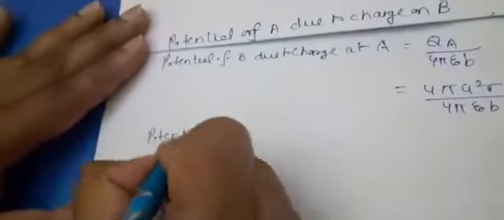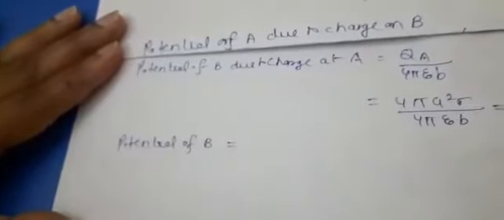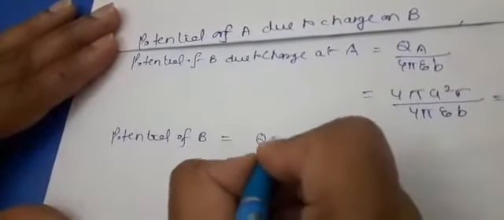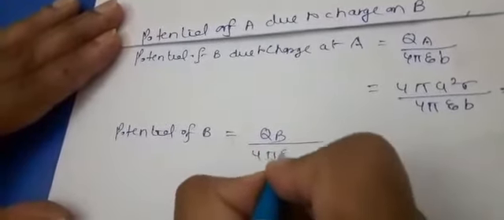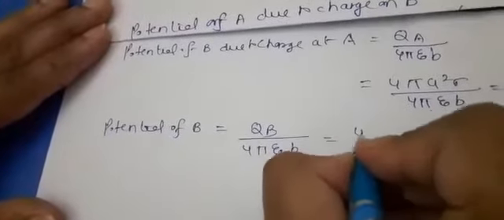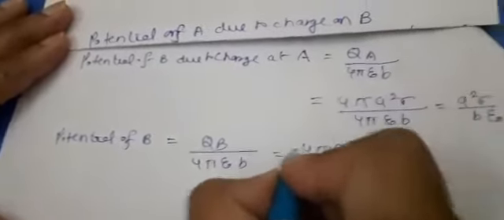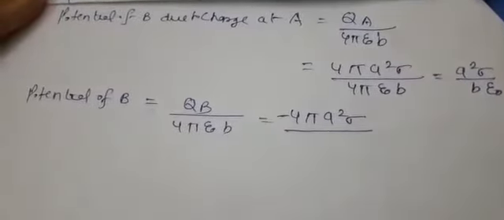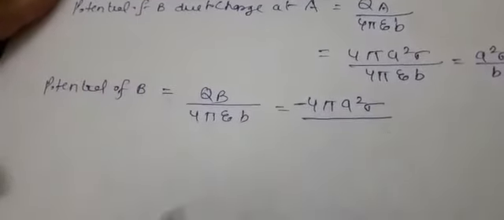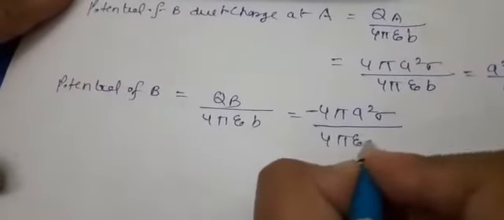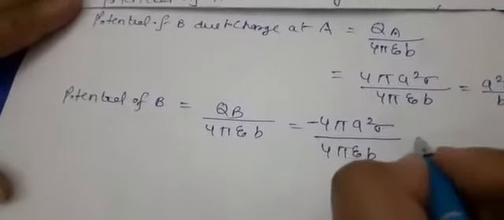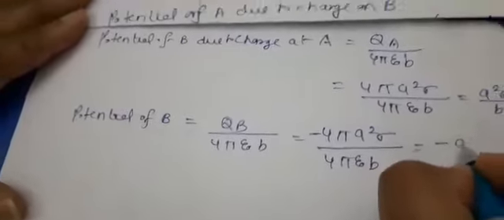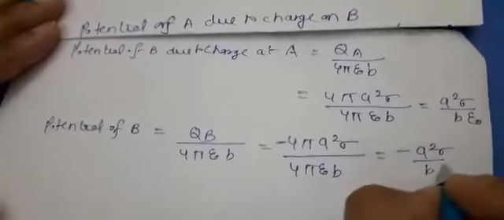Similarly, potential of B due to charge on itself will be given by QB, and the distance will be B itself. So 4 pi A square, minus because it has negative surface charge density, minus 4 pi A square sigma upon 4 pi epsilon naught B. So it will be minus A square sigma upon B epsilon naught.